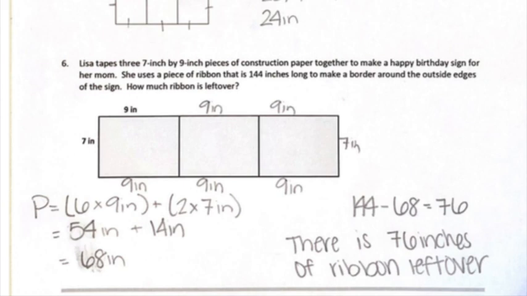I notice that there are 6 sides that are 9 inches long and 2 sides that are 7 inches long. 6 times 9 is 54 inches, and 2 times 7 is 14 inches. When I add those up, I get 68 inches. If she had 144 inches of ribbon, I'm going to subtract the 68 because that is what she used, and then I got 76. So there is 76 inches of ribbon left over.